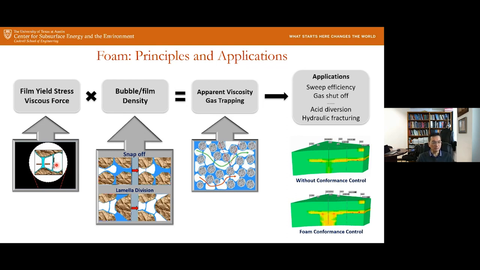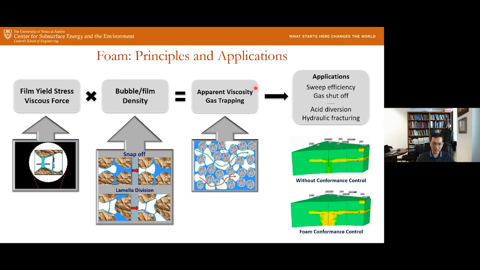The motion of these films in the gas flow is going to create a lot of resistance to the gas flow due to the film yield stress and the viscous forces. If you multiply the resistance per film by the number of foam films generated by snap-off, by lamellar division and so on, that very much defines the apparent viscosity of the gas phase in foam. However, when you have foam flow in porous media, the foam can trap as much as about 70% of your injected gas in the reservoir. So gas trapping is a big deal for foam flow.